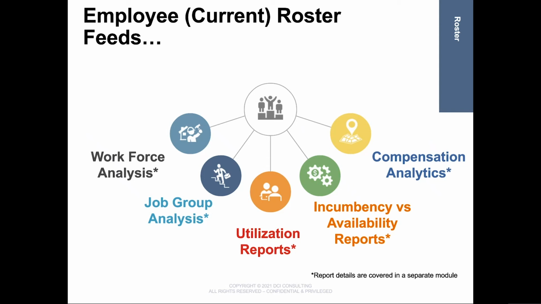Your utilization reports. You have a couple of them. You have an individuals with disabilities utilization report, and then just a general utilization report. Both tell you the makeup of your workforce. Your incumbency versus availability reports tell you who's sitting in the seats today, and if anyone were to leave or move, what would the availability to fill that position be? That's based on people that can move from within your organization and people who come from the outside. That's all feeding off of this employee roster.